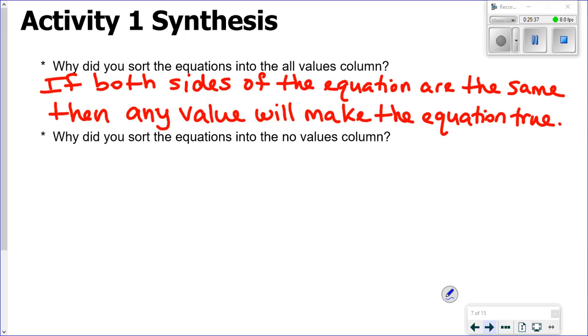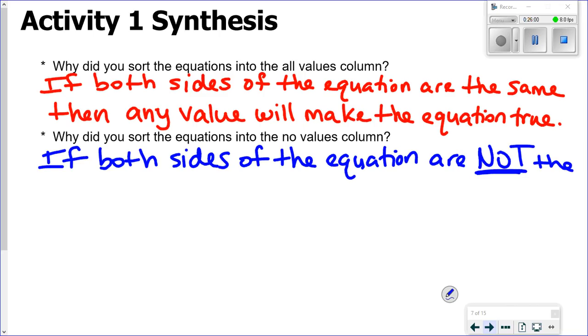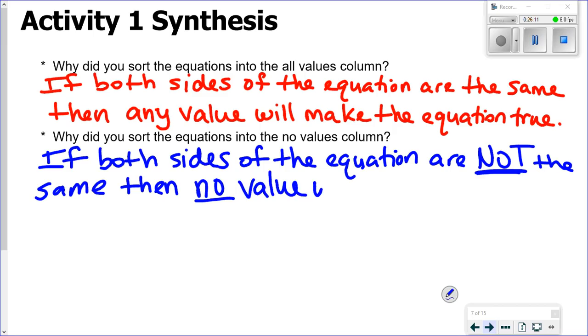On the flip side, why did we sort the equations into the no values column was exactly the opposite. If both sides of the equation are not the exact same, then no value will make our equation true.